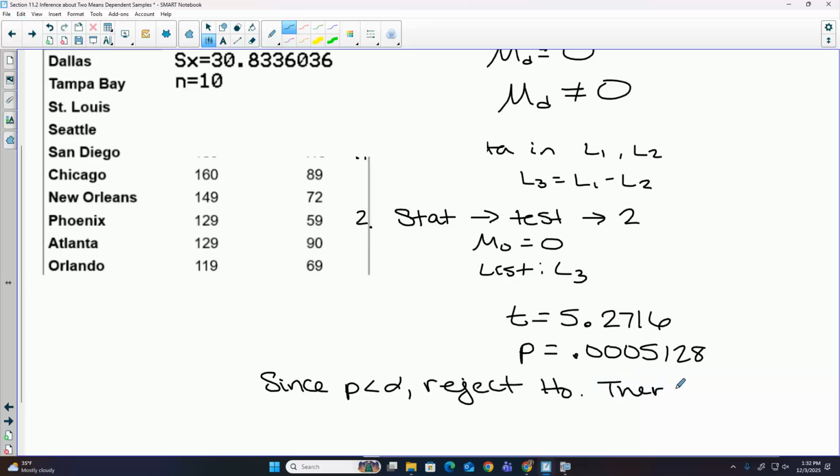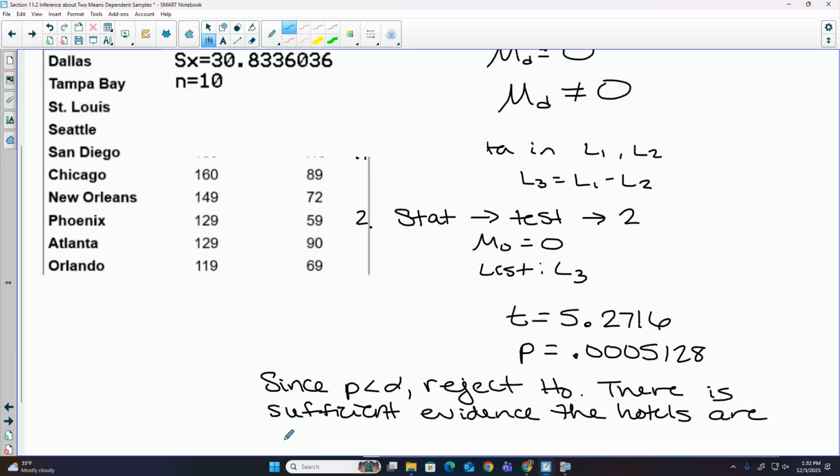If I ask you to write a sentence explaining what it means, there is sufficient evidence the hotels are priced differently. So, everything we're doing today, it's really what we've already done, the t-test or the t-interval, but you have to make sure you set it up to be for the difference, not either of the original sets.